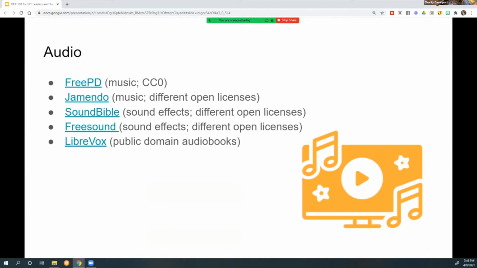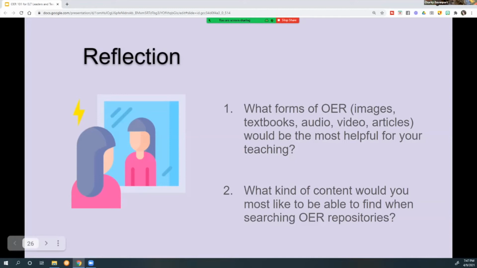And last, for audio, I like to use these when I'm making videos so that I don't have copyrighted music in my videos, or if I want to make an animation and need some sound effects, there is free to use and openly licensed audio. Free PD and Jamendo have background music that you can use. SoundBible and Freesound have sound effects, and each one has different licenses, so again, just pay attention to which license. And then LibriVox is basically the audiobook version of Project Gutenberg. They have audiobooks for public domain texts. And yeah, I think that's it.